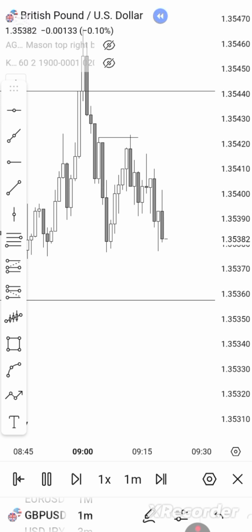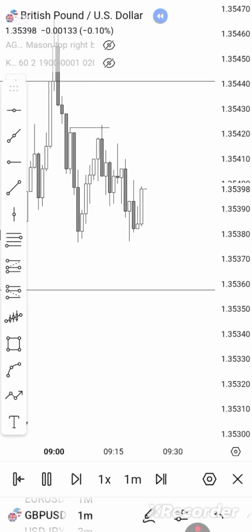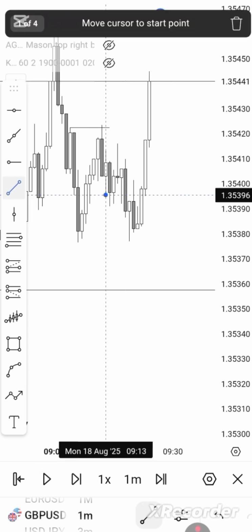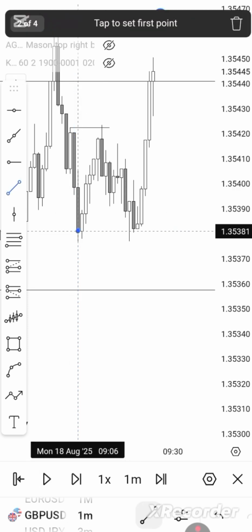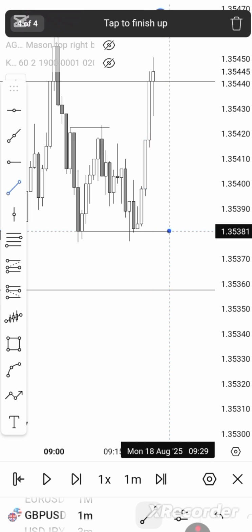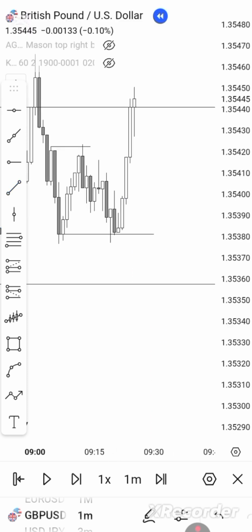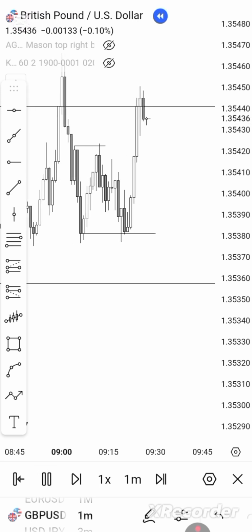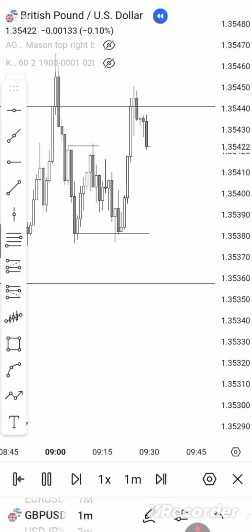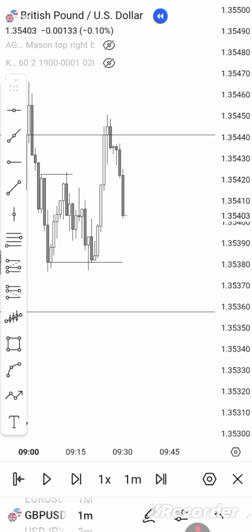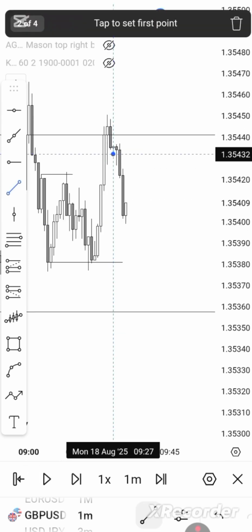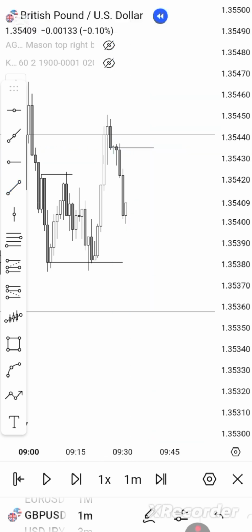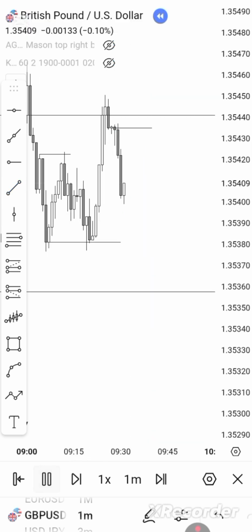We haven't had a break. Okay, the price breaks here. Wait, let me see. Oh, price didn't break. Can you see? Price didn't break. Okay, let's wait for price. I love this. You just have to know what you are doing. Okay, price created a liquidity here also. Can you see? It's a liquidity and it's an order block also. Okay, let's see.